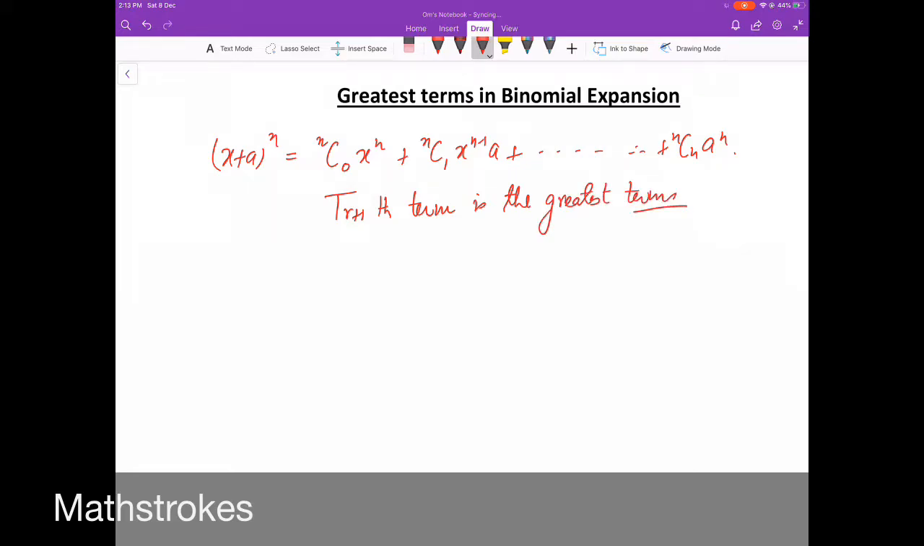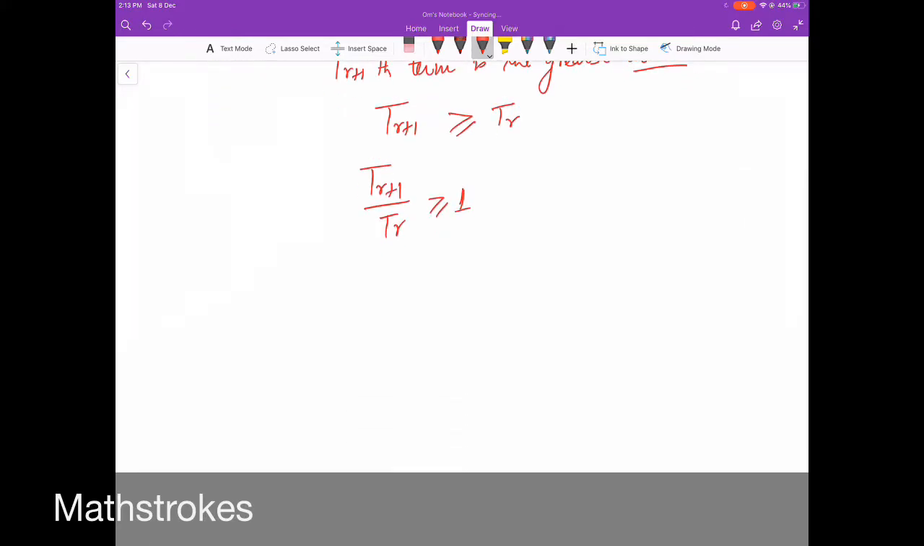If the (r+1)th term is the greatest term, then obviously T(r+1) is going to be greater than or equal to Tr. Also we can say T(r+1) upon Tr is going to be greater than or equal to 1. Now what is T(r+1)? T(r+1) is nCr x^(n-r) a^r, and the rth term is nC(r-1) x^(n-r+1) a^(r-1).